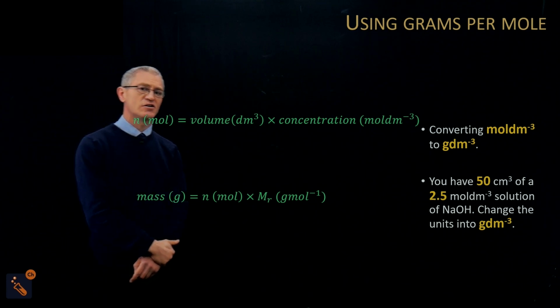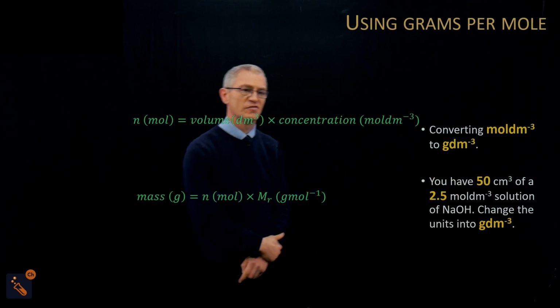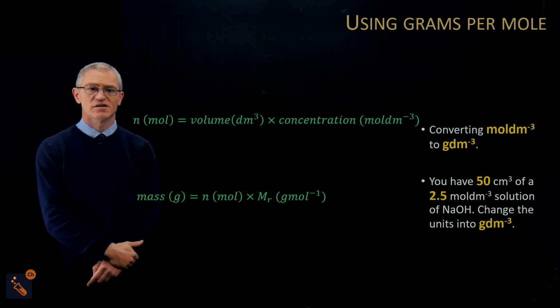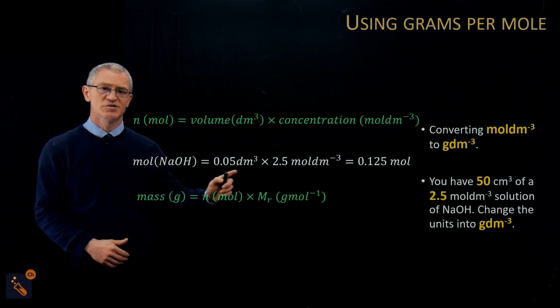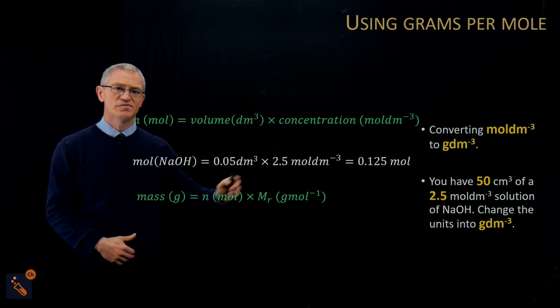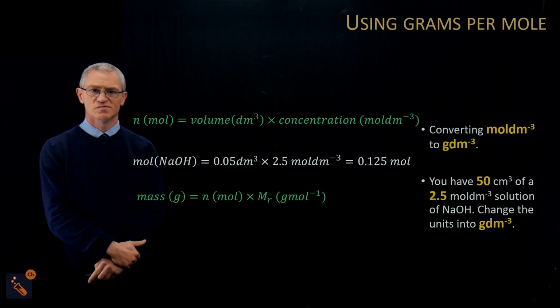So if you look over at our question, you can see that we've got 50 centimeters cubed and 2.5 moles per decimeter cubed concentration. So we need to convert that into decimeters. And we have that in decimeters, so that's 0.05. Remember, you can do that by just doing 50 times 10 to the minus 3 in your calculator if you want. And then you times that by the 2.5 moles per decimeter cubed to get 0.125.